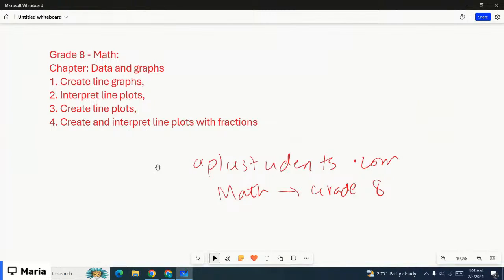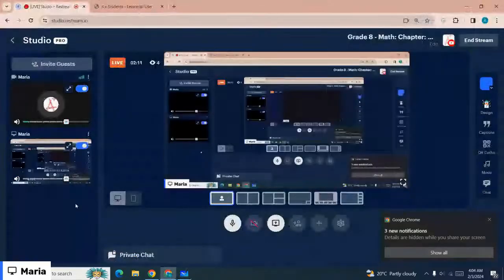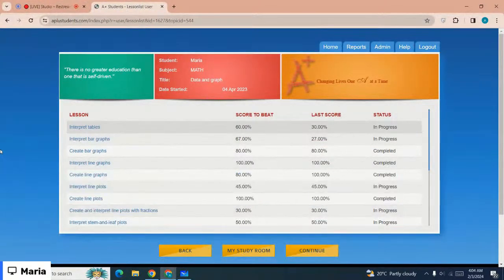We're going to start with the chapter data and graphs. And the lessons we're going to cover today are create line graphs, interpret line plots, create line plots, and create and interpret line plots with fractions. So please make sure you have your notebook and pencil so that you can note down the important examples and definitions as well. Let's just start with the first lesson.